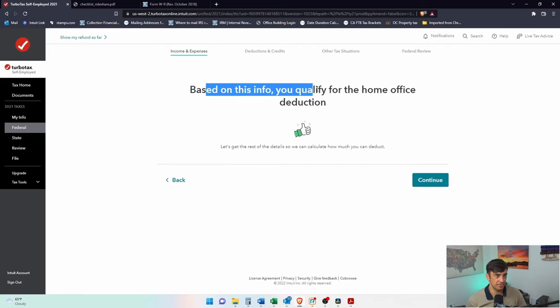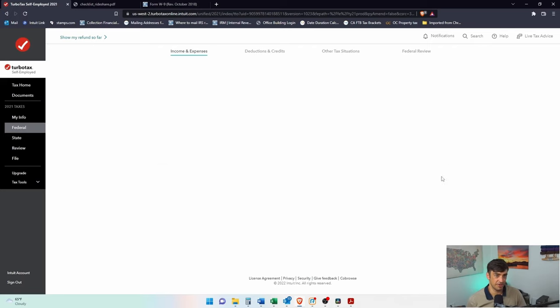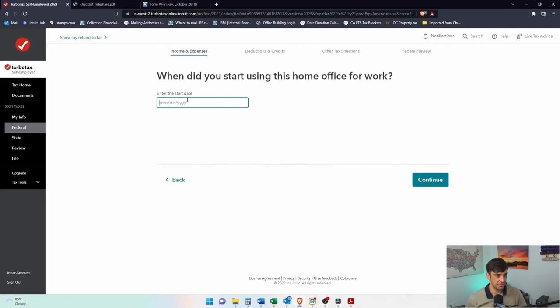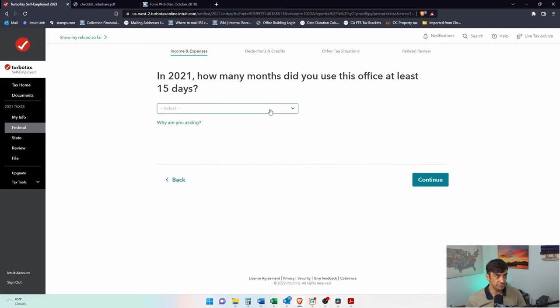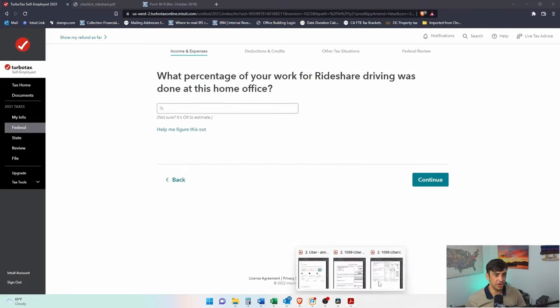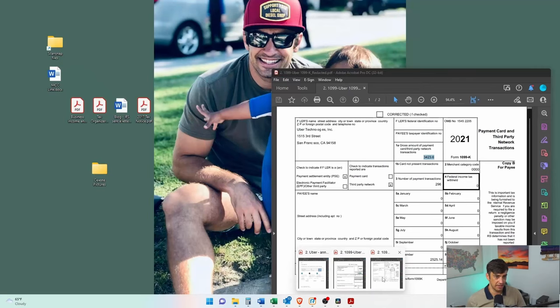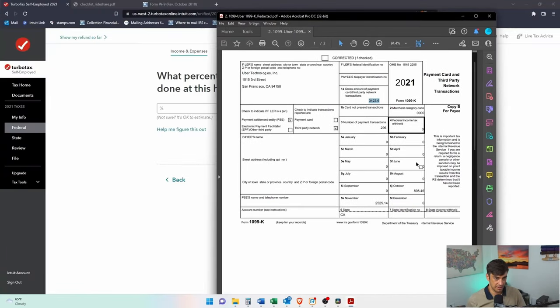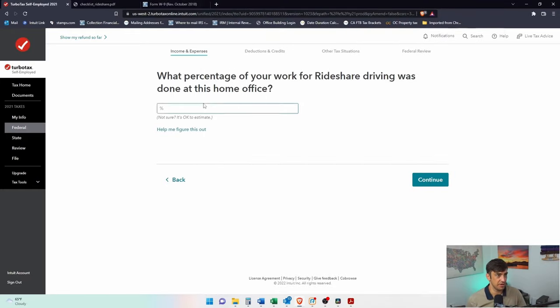Based on this income, you qualify for the home office deduction. There we go. I started using it at the beginning of the year. Continue. How many months did you use the home office? At least 15 days? We'll say all year. Now, I know this is saying that I only worked, you know, two months essentially, okay? But I am doing this as if I worked all year as an Uber driver. 100% was done at the home office.